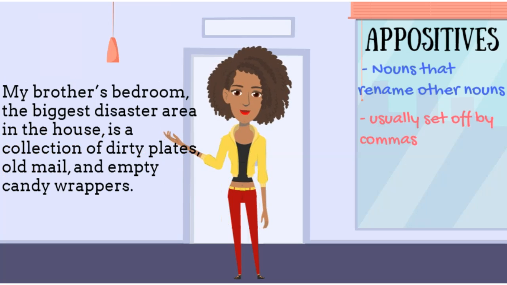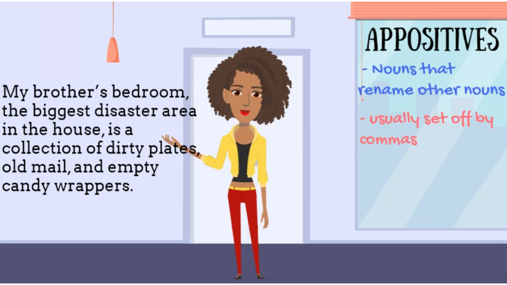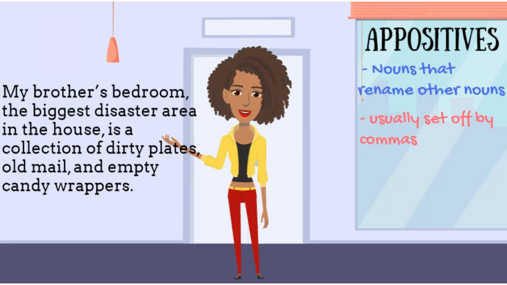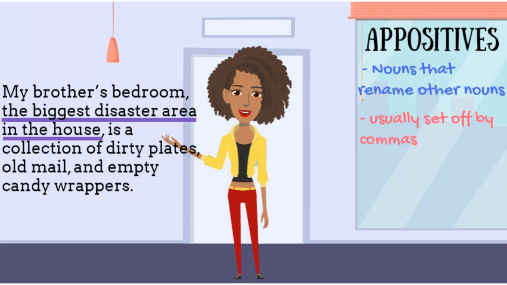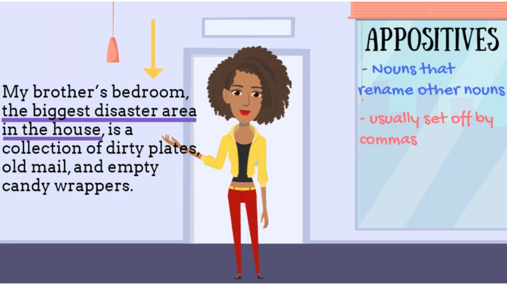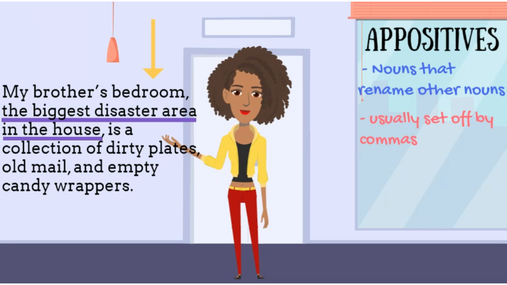Okay, so here we have, my brother's bedroom, the biggest disaster area in the house, is a collection of dirty plates, old mail, and empty candy wrappers. As we see, the biggest disaster area in the house is set off by commas, and it is identifying the word bedroom. Therefore, the words the biggest disaster area in the house are the appositive.